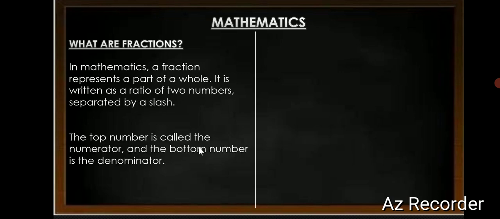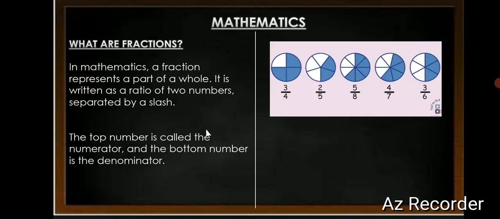The top number is called the numerator and the bottom number is the denominator. Taking a look at this pictorial example, taking a look at this first number here, we have 3 over 4. The number at the top is referred to as the numerator, and the number at the bottom is referred to as the denominator. It is a fraction because there is a slash in between the two numbers.